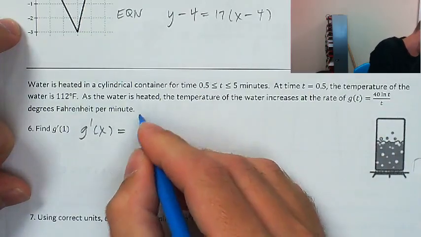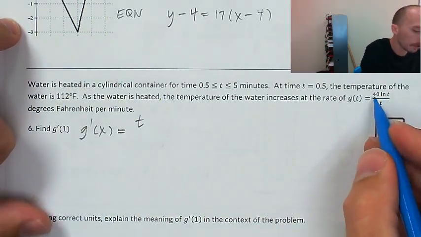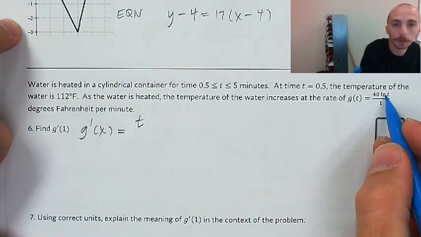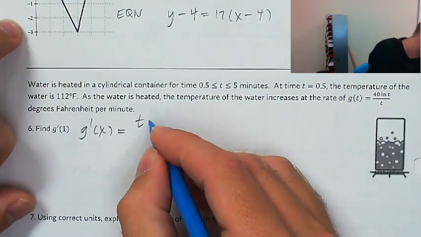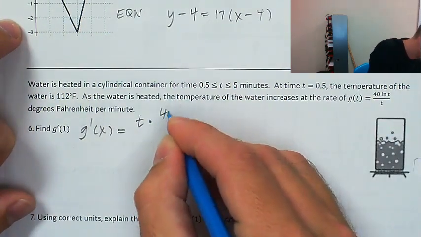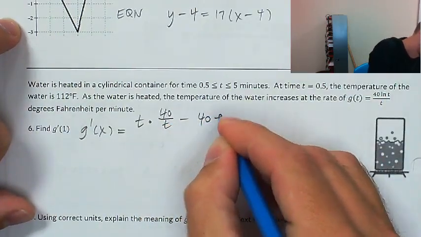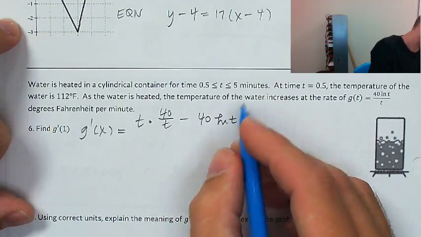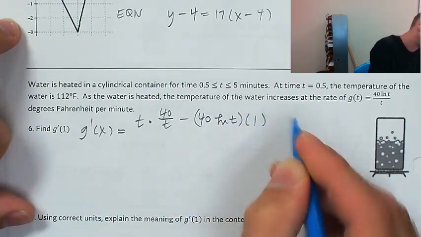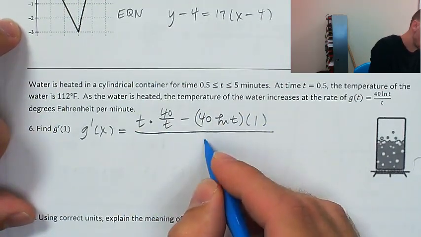It starts with bottom times the derivative of the top. Now, the derivative of the top is going to be 40 times the derivative of log t with respect to t, so that's 40 times 1 over t. I might just call that 40 over t. Minus the top times the derivative of the bottom. Well, the derivative of the bottom is just going to be 1. Divided by the bottom squared.